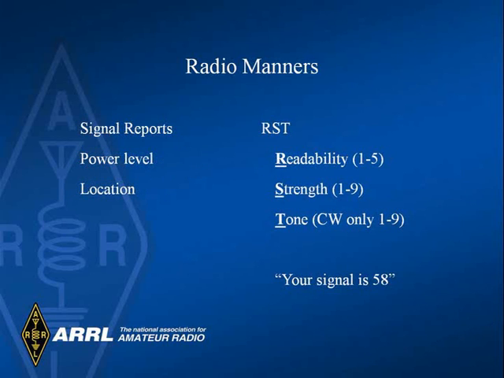We give the other station signal reports using the RST, Readability, Strength, and Tone method. Readability is 1 to 5. Strength is 1 to 9. Tone, for CW only, is 1 to 9. We could say your signal is 5 9 for single sideband or 5 9 9 for CW.